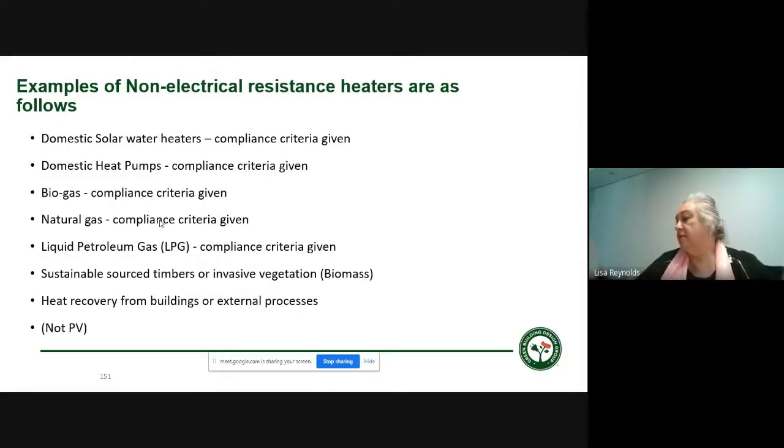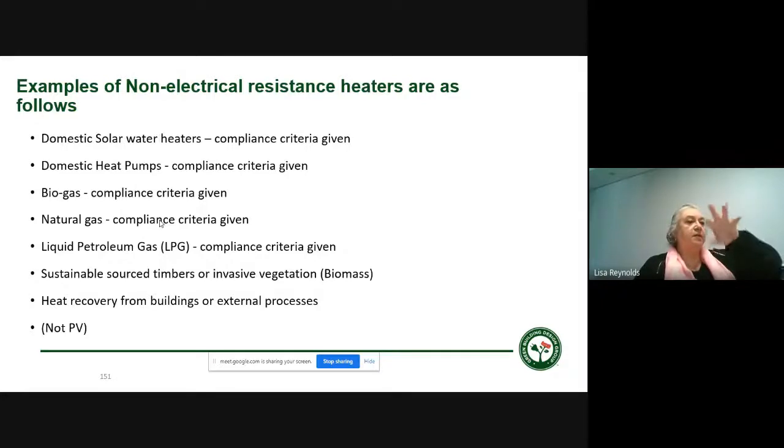And then we spoke about PV. Now, what has happened with the wording of the requirement for hot water? It says that you must supply 50% by volume of hot water by non-electric resistive means. If you look at solar water heating, basically the sun comes down and heats up the water almost directly.